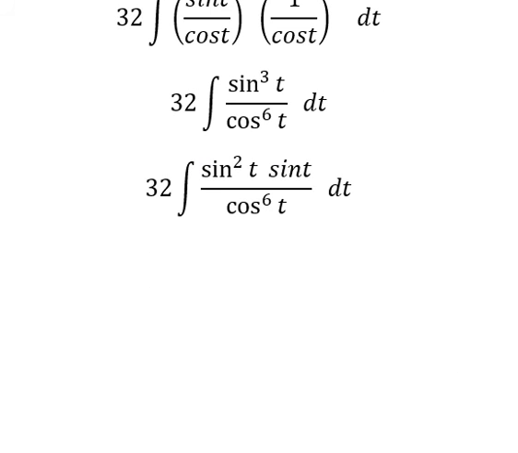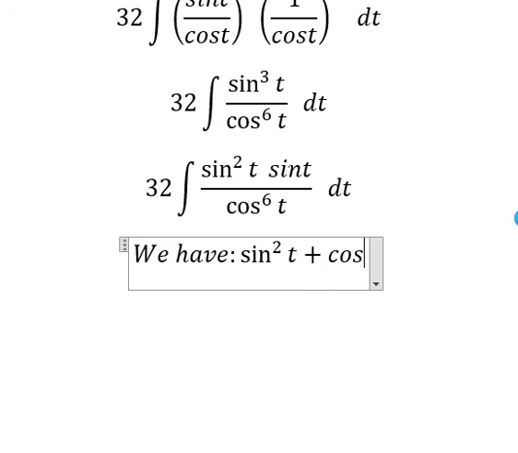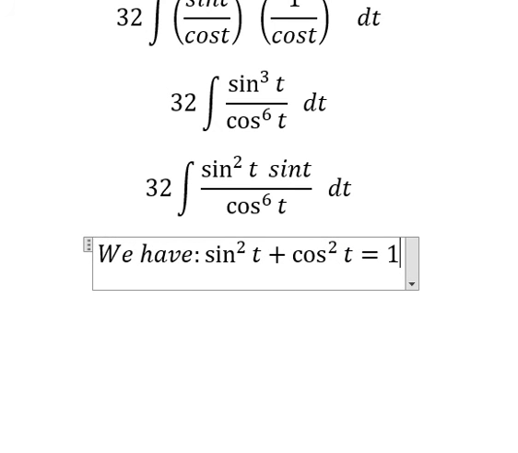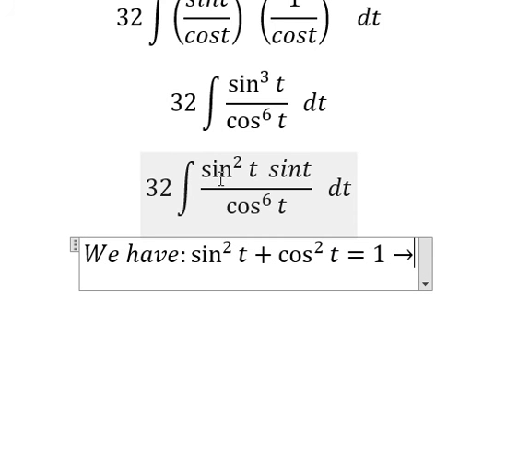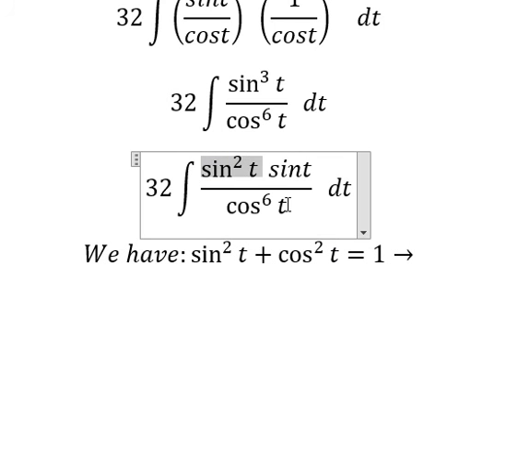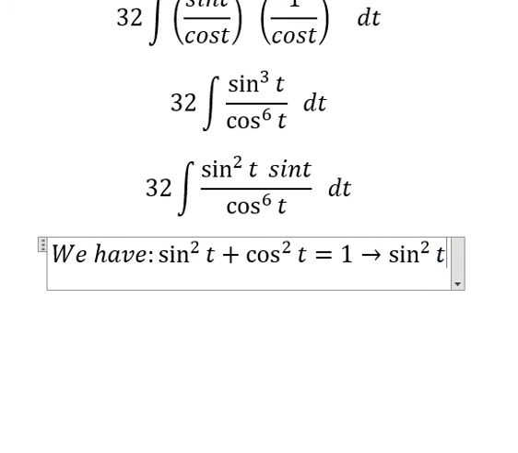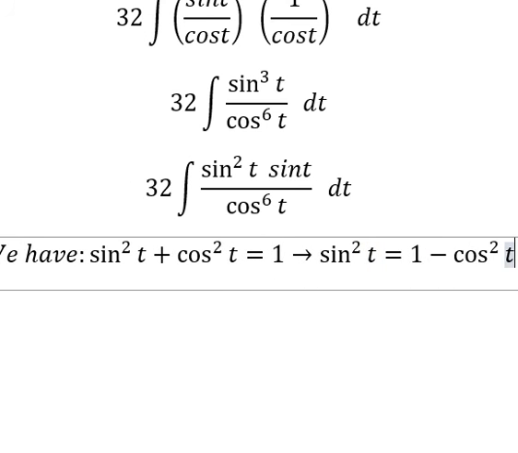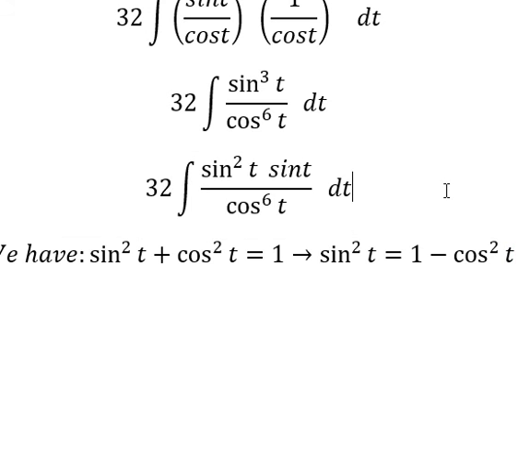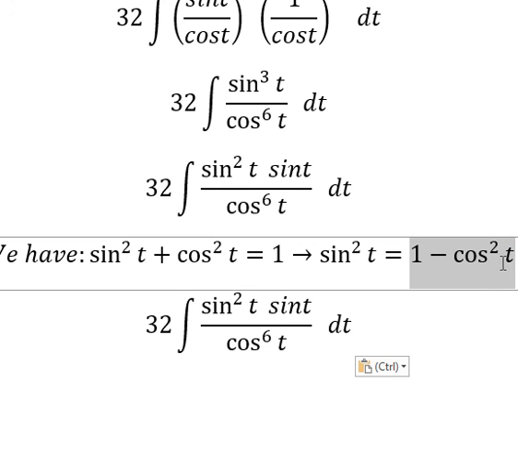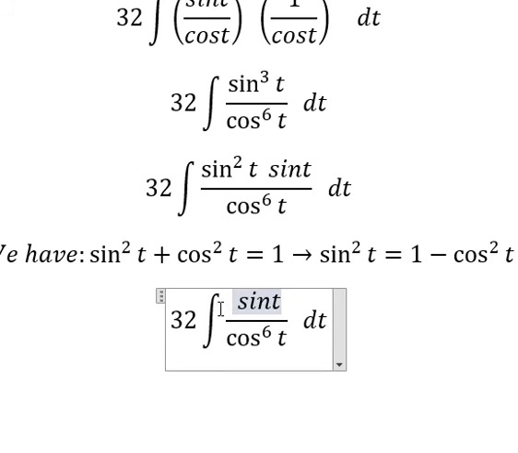Next, we have the formula in here. Sin t squared plus cosine t squared equals 1. Because we have sin t squared in here, we put cosine t squared to the right, and we get 1 minus cosine t squared. So I will put this one in here.